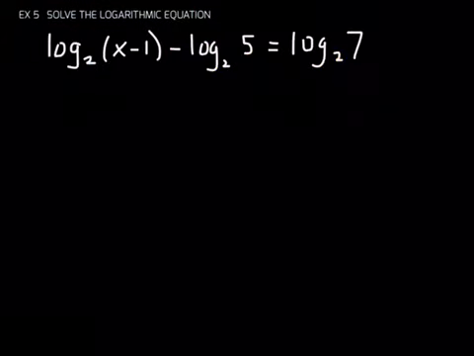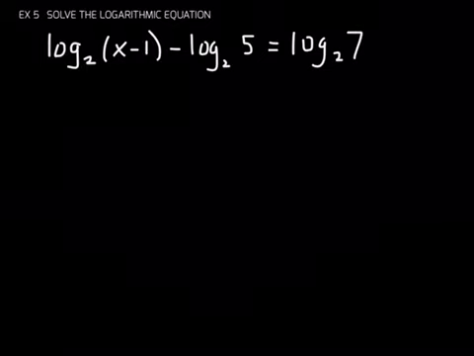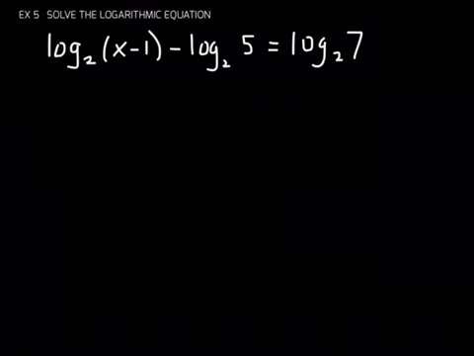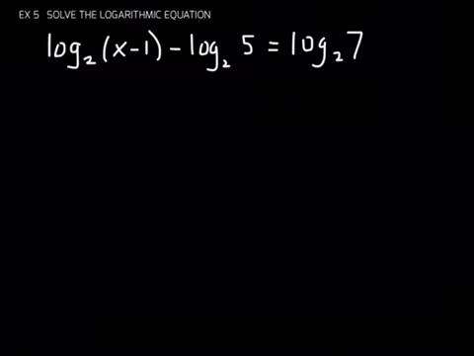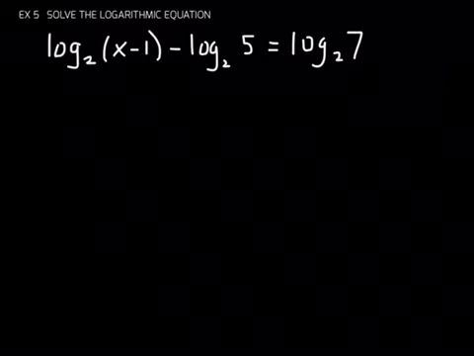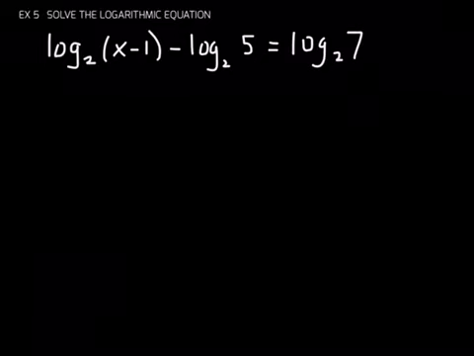All right, here's our brand new example. Log base 2 of x minus 1 minus log base 2 of 5 is equal to log base 2 of 7. Okay, I don't know what your initial thought is, but my initial thought is let's use strategy number 1, which says that if you have one logarithm set equal to one other logarithm with the same base, then you can drop your logs and set the arguments equal to each other and solve.